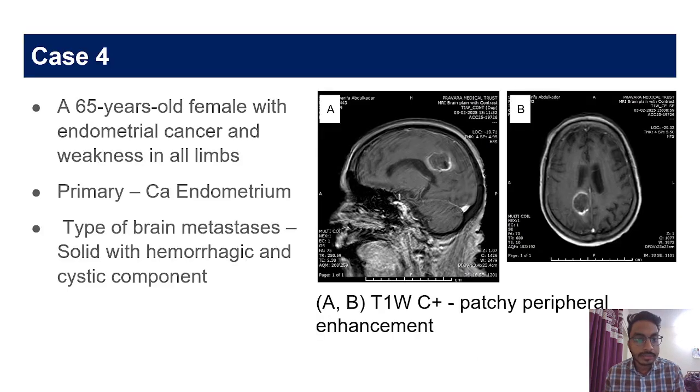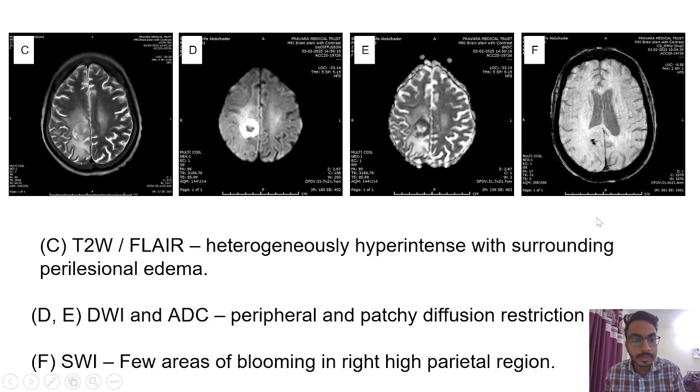Case 4, a 65-year-old female with endometrial cancer and weakness in all limbs. Primary is carcinoma endometrium, and the type of brain metastasis is solid with hemorrhagic and cystic components. On contrast study, we have patchy peripheral enhancement noted here on sagittal view, in a parafalcine location, also showing very peripheral patchy enhancement.